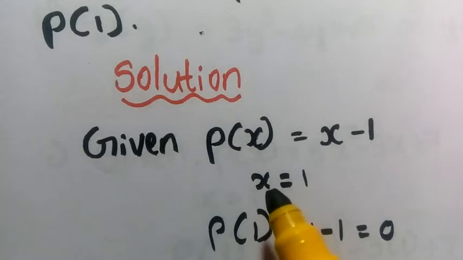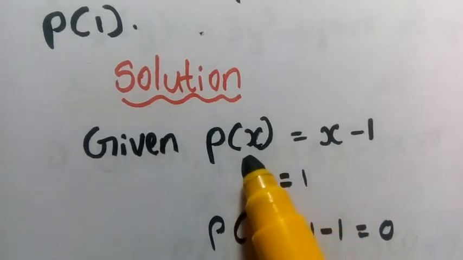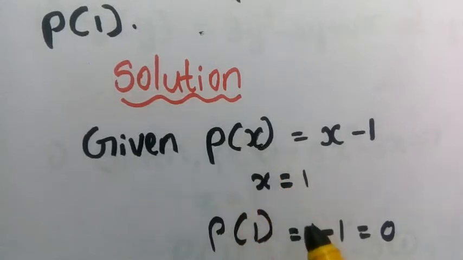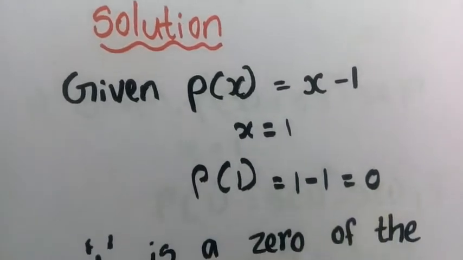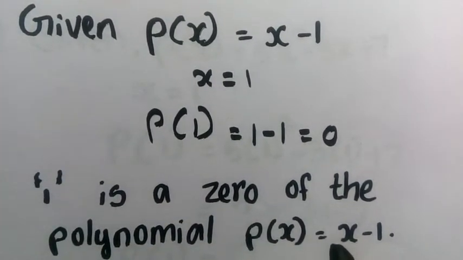Now, while substituting the value of the variable 1 in the polynomial p of x, we got the value of the polynomial as 0. So, for a polynomial, there could be some values of the variable for which the value of the polynomial will be 0. These values are called zeros of a polynomial. So here we can say 1 is a zero of the polynomial p of x is equal to x minus 1.